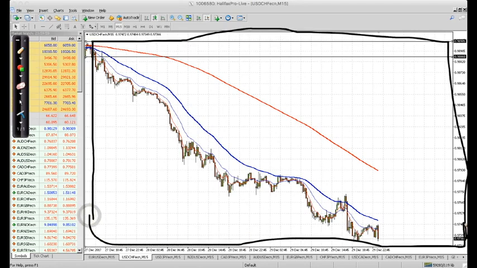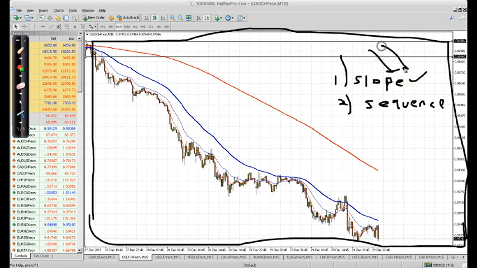So again, how do I know it's on a downtrend phase? Two things we look at. Remember, number one is the slope of the moving averages. Number two is the sequence of the moving averages. So can you see that all the moving averages are clearly sloping down? Okay, they're all sloping down like so. And again, notice the sequence they are in. It is arranged from the biggest moving average to the smallest moving average, from the top to the bottom.